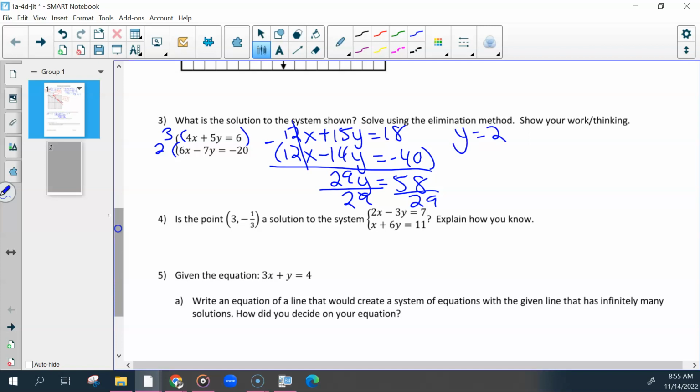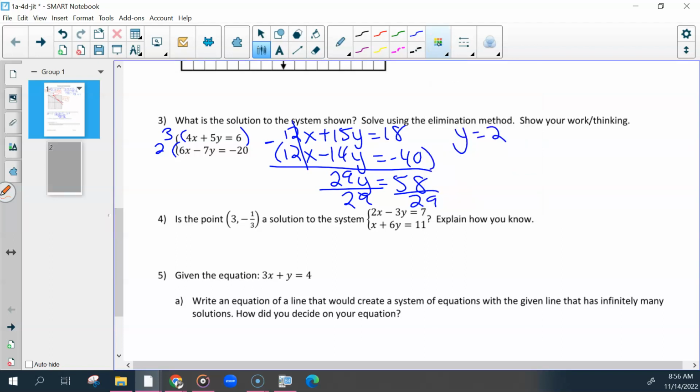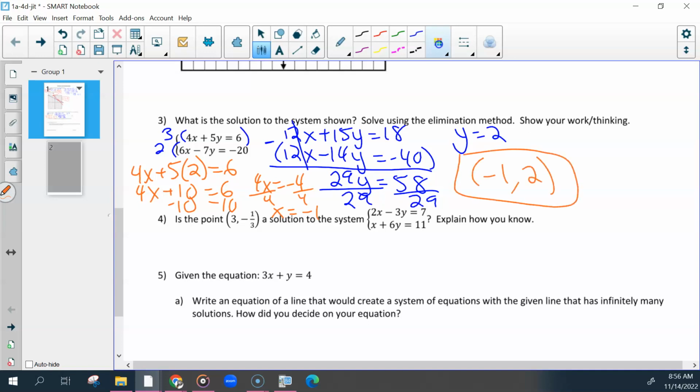And then now that you have y, go back and find x. Put that y value into any of the 4 equations you have. Does not matter which one. So let's say I choose the first one. So we have 4x plus 10 equals 6. Solve for x. So that x equals negative 1. So negative 1, positive 2 would be our solution.